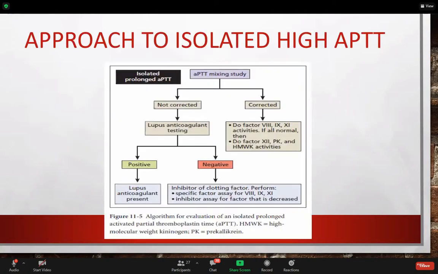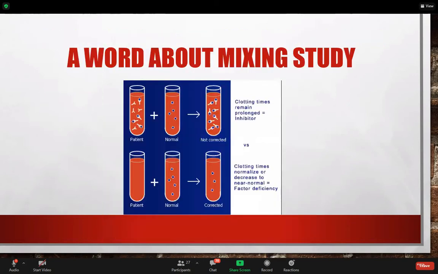Well, whenever we have an isolated prolonged APTT or PT, we go with what we call a mixing study. Hold that thought for 1 second. I'm going to explain in very simple language what a mixing study is. A mixing study, guys, they take a patient's blood and mix it with normal individual blood. Okay? There are two potential outcomes out of that.